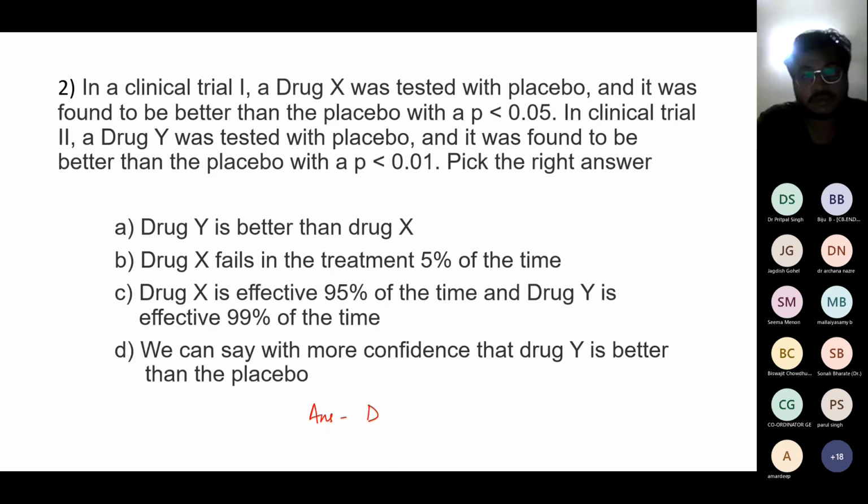Doesn't this state that drug Y is better than drug X? Not really. We know that the p-value for drug X is less than 0.05, but we don't know whether it's greater than 0.01. That's why the statement says we can say with more confidence that drug Y is better than the placebo. We cannot say that drug Y is better than drug X, because the p-value for drug X can also be 0.001. Okay, sir. Thank you.